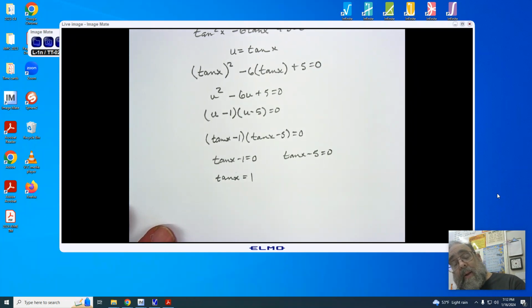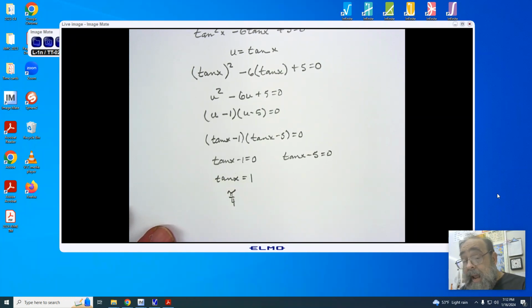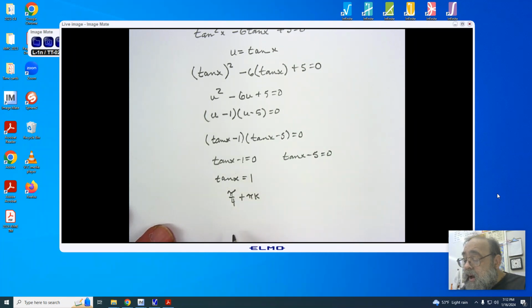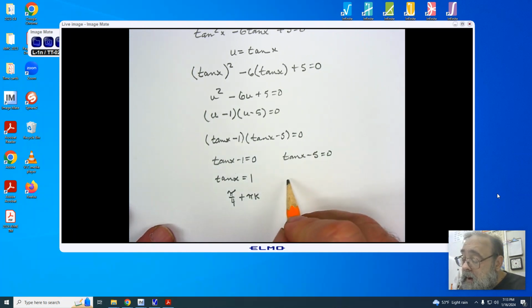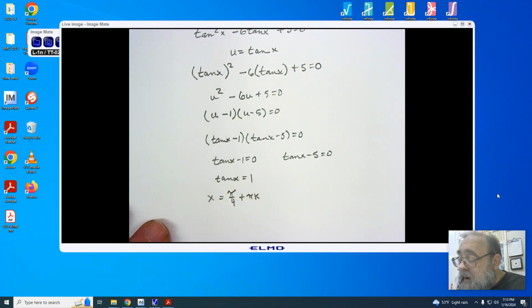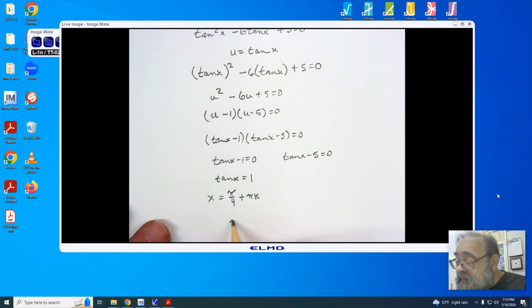Well, when is that going to happen? That's going to happen when I have pi over 4 reference angle, and if I add pi to it, which is my period, I will find the second one, and that would then be in the third quadrant at 5 pi over 4. Notice this is a standard angle, and I'm now going to set it equal to theta, or x. We're looking between 0 and 2 pi. So my first answer is pi over 4. Second answer is going to be 5 pi over 4.